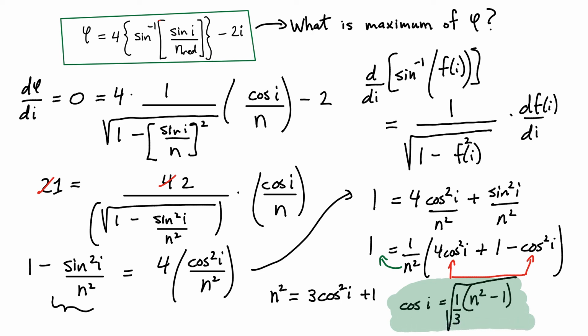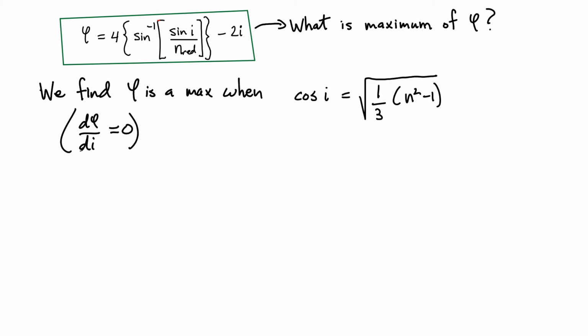So depending on the index of refraction, and that's all we have here, we can substitute and find what cos, or what the angle I is. That'll give us a maximum value for my function over here. So let's substitute the values for red and see what we get. We just solved for the derivative of phi relative to I equals 0, and I got to this expression over here. So let's have a look at what happens now for the color red.